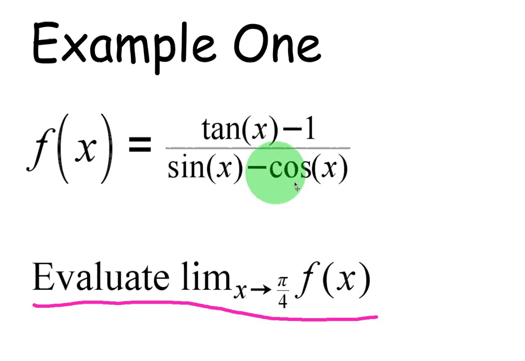This is kind of like finding the limit of a rational function too, because we're going to end up canceling some things. So yeah, if you get a 0 over 0, you can use this method, and it's very similar to rational functions.